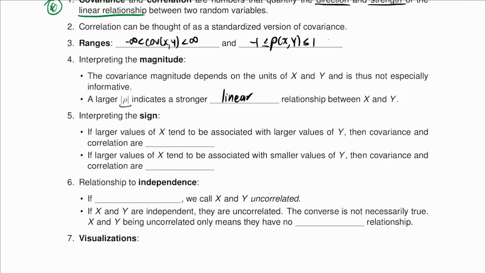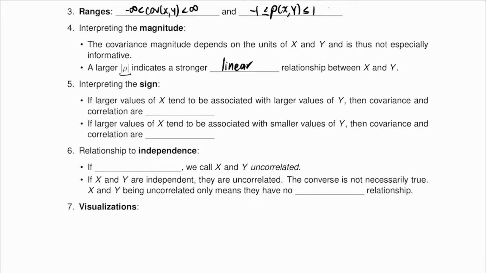To interpret the sign, if larger values of x tend to be associated with larger values of y, then the covariance and correlation are positive. Right? Larger values of x tend to be larger values of y, then it's positive. But on the other hand, if larger values of x tend to be associated with smaller values of y, then the covariance and correlation are negative.